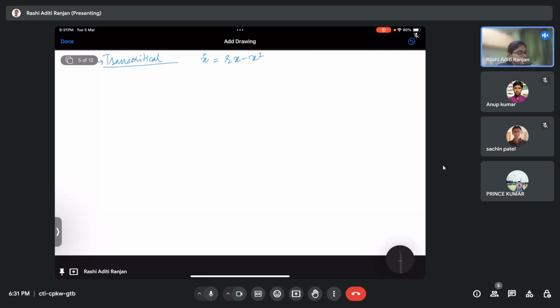Okay, so for the transcritical bifurcation, if you find the fixed point, it will be rx minus x square equals 0, which implies x into r minus x equals 0. So x equals 0 and x equals r. These are your fixed points. Now talking about its stability, I'll find the Jacobian, which will be again del f by del x, and it will be r minus 2x.